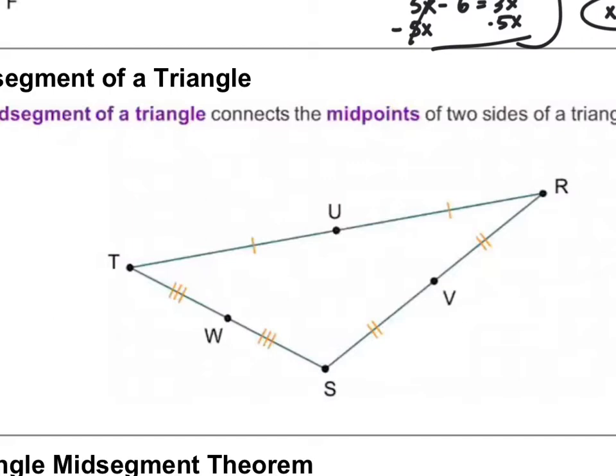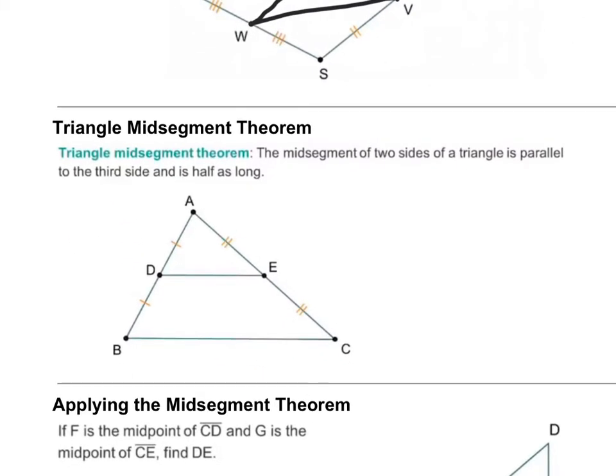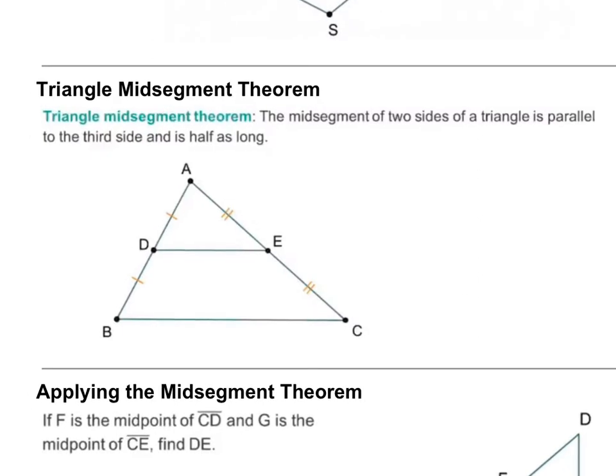Now, the midsegment is the segment that I create between these 2 points. So if I connect WU, that's a midsegment, okay? If I connect UV, that's another midsegment. And if I connect WV, that's another midsegment. Oh, look! Another triangle. Isn't this fun? I'm having a good time. This is great. All right, so now what I know about the triangle midsegment theorem, the theorem that we're given, is that the midsegment of two sides of a triangle is parallel to the third side.